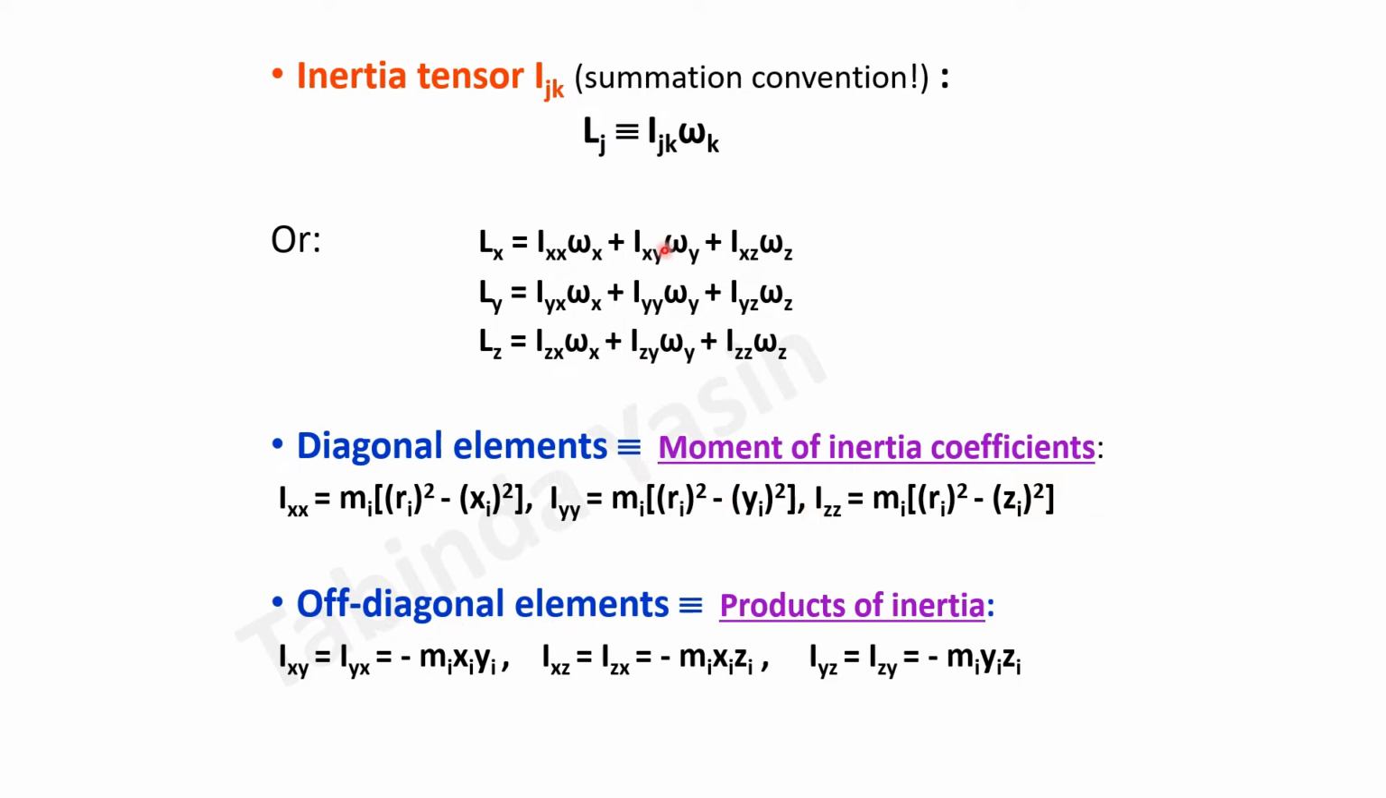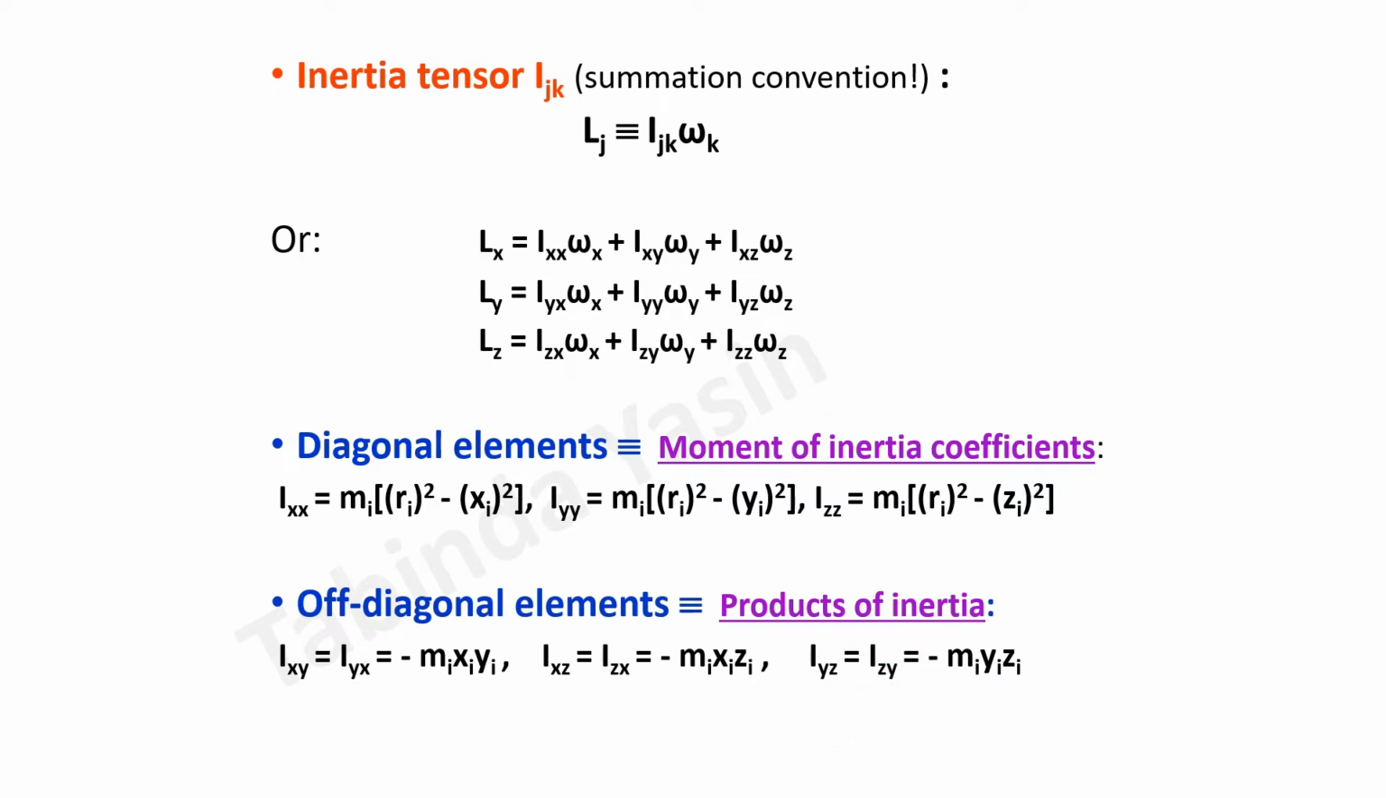And off diagonal elements, all other than diagonal elements: Ixy and Iyx are the off diagonal values, Ixy is equal to minus sum mi xi yi, and similarly Ixz and Izx is equal to minus sum mi xi zi, and in the last, that is the products of inertia, Iyz and Izy is equal to minus sum mi yi zi. You can see from here that y and z are involved in it.